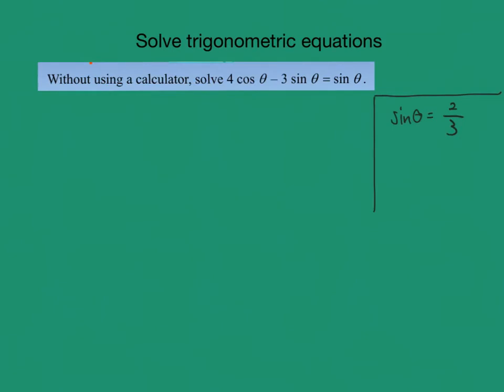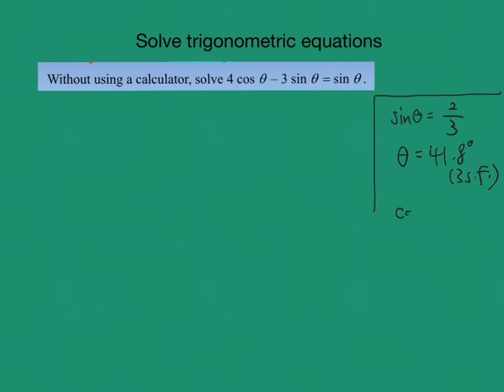Look at the right hand side. If sine theta equals 2 over 3, how to get theta? You can get theta by typing shift sine 2 over 3 in your calculator. Then you will get theta equals 41.8 degrees, corrected to 3 significant figures, right?